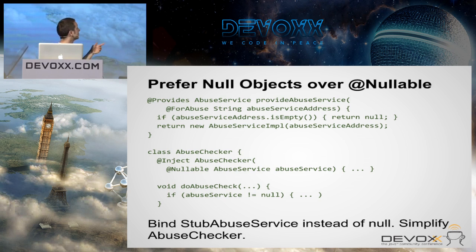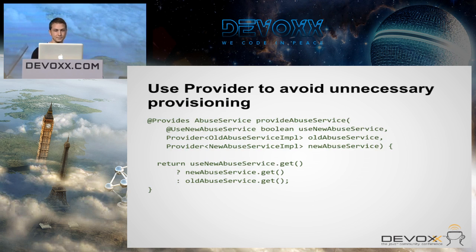So at our injection site, we need to put nullable on the @Inject, or on the parameter. And then at runtime, we need to be careful dealing with that null. The alternative using null objects would be, instead of returning null up there, maybe you can define a stub abuse service, something that just returns default values that make sense for local development. And then you don't need the nullable down there. And then the do abuse check code doesn't need to worry about checking for null either.